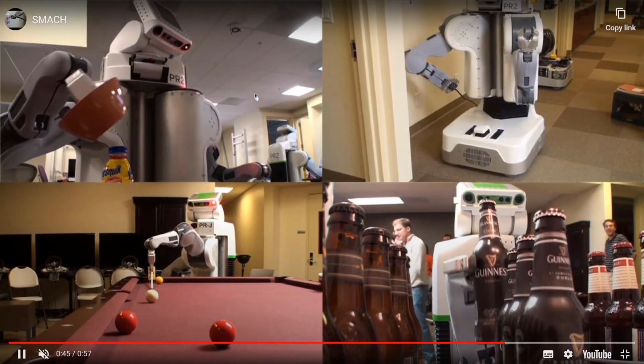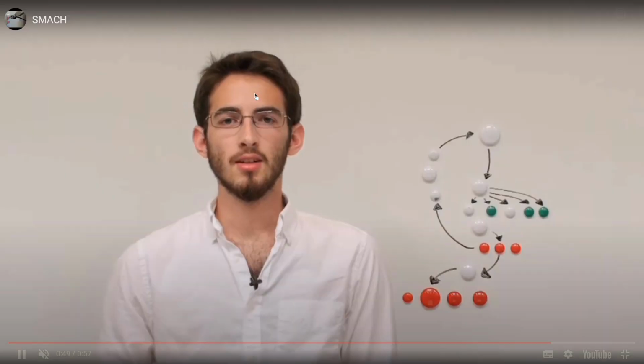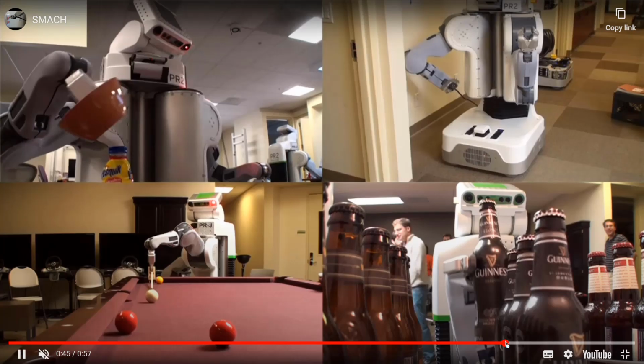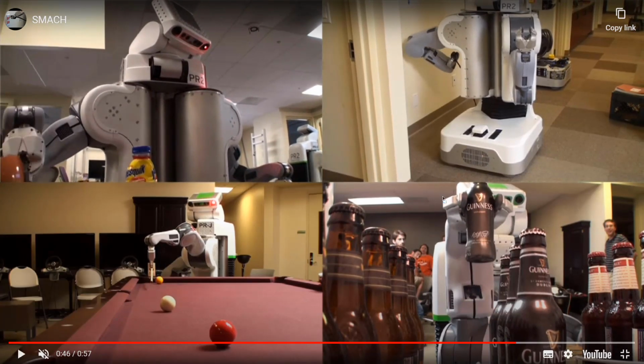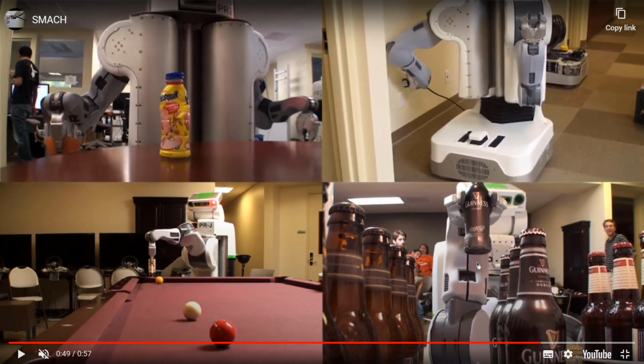So we get a clear picture of what is happening, because they are doing very complex scenarios. I think you have seen these demos, like playing pool, then taking beer from the fridge. All these applications were orchestrated using a state machine.